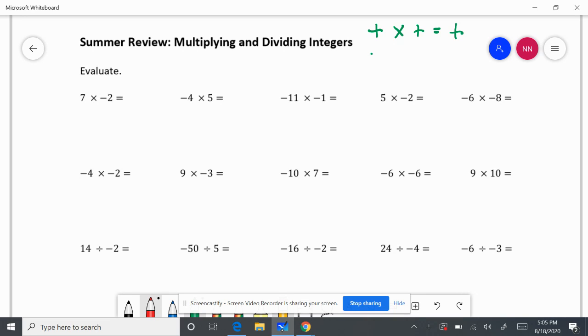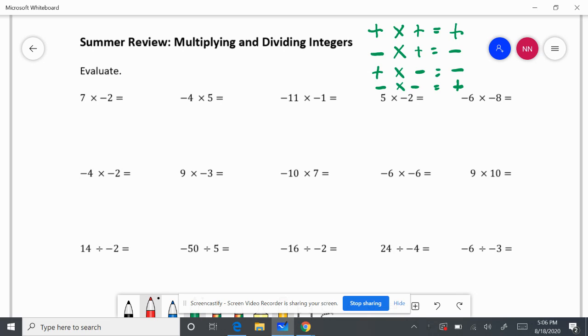The other one is a negative times a positive equals a negative. The third one is a positive times a negative equals a negative. And our last one is a negative times a negative equals a positive. So this right here is how we're going to be multiplying and dividing integers.